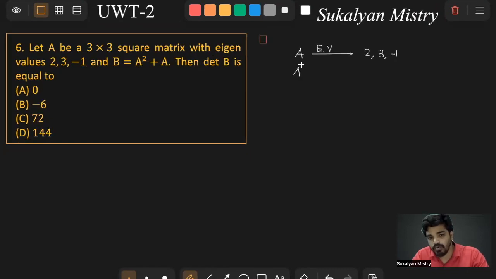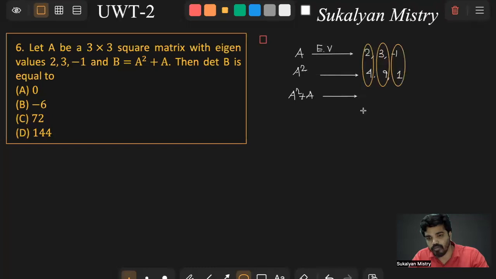So therefore the eigenvalues of A square will be 2 square, 3 square, minus 1 square. So 2 square is 4, 3 square is 9, minus 1 square is 1. Okay. So what is happening here, look: A square plus A. So for A square plus A, what will we do? We add the corresponding eigenvalues, right? That is, we add 2 plus 4, that is 6, 3 plus 9, that is 12, minus 1 plus 1, that is 0.